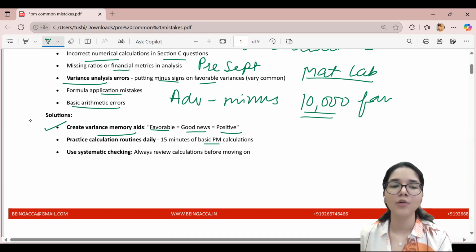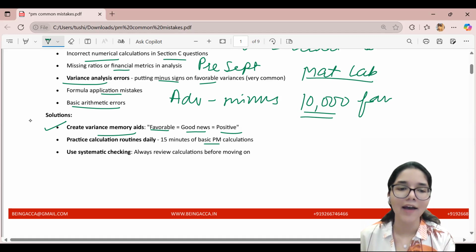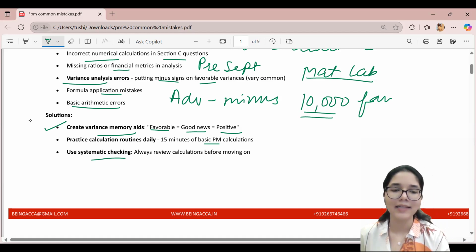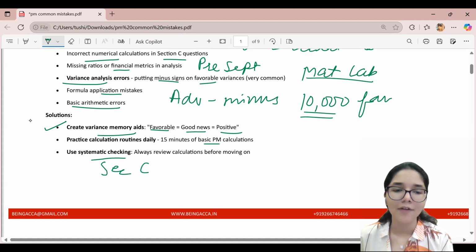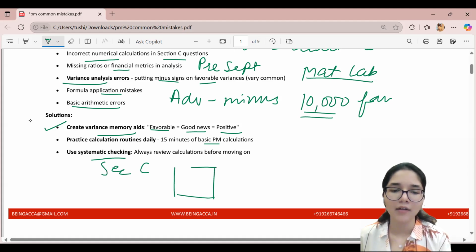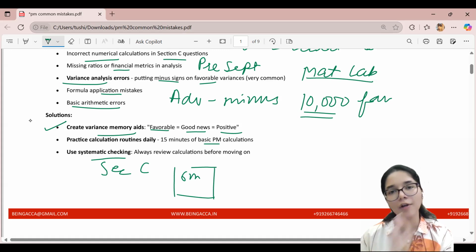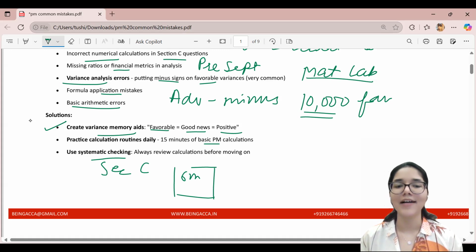And whenever you are proceeding further, have the habit of systematic checking. What do we mean by systematic checking? Let's suppose I have completed in section C one numerical requirement which was there for 6 marks. Now I am going to proceed further because I think that I have answered this requirement completely. Before you move ahead, just take a quick 30 or 40 seconds to review the numbers once again.